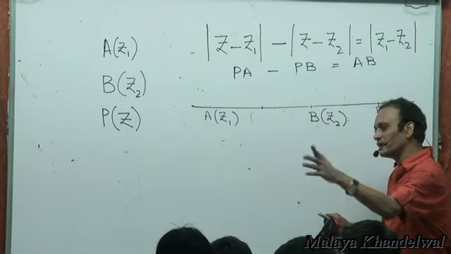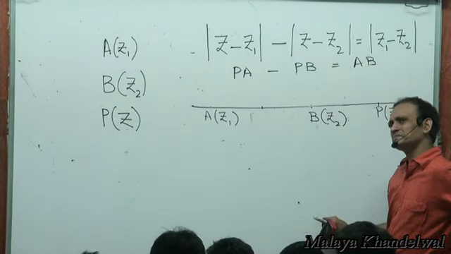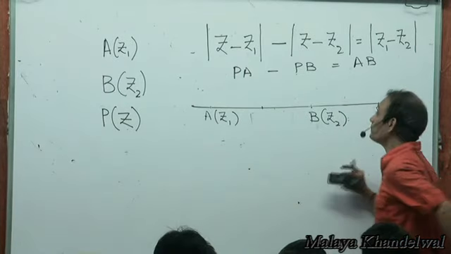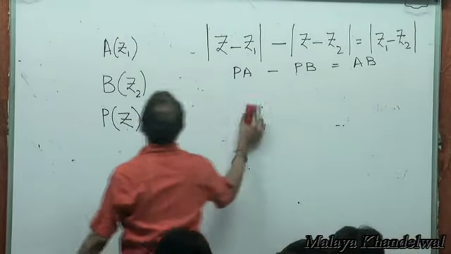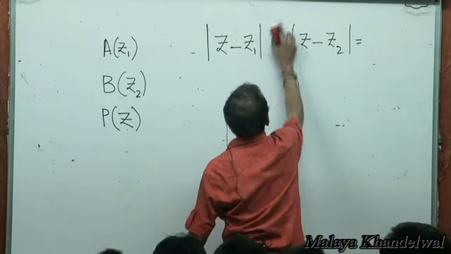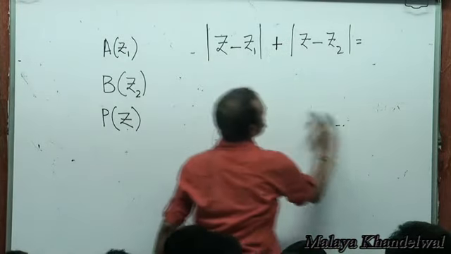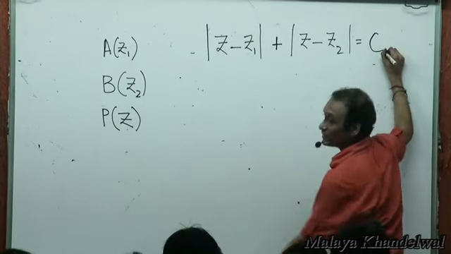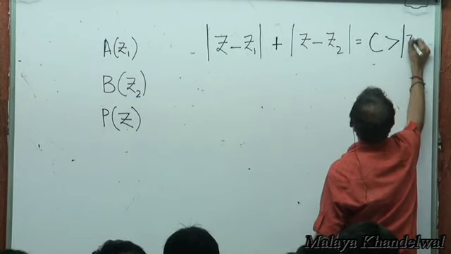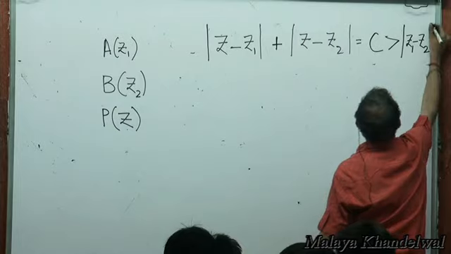You'll know in a minute why it will not be an ellipse. I'll tell you that. So far so good, right? Now, okay, let me change this to suit what he's saying. Suppose I said P moves in a manner that this plus this is a constant C, which is bigger than mod Z1 minus Z2.